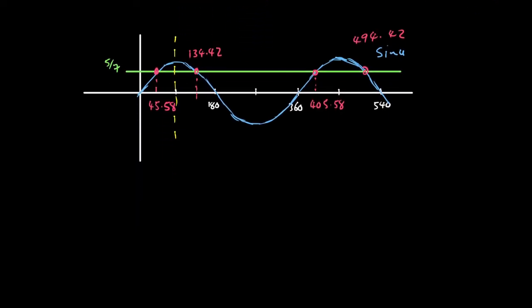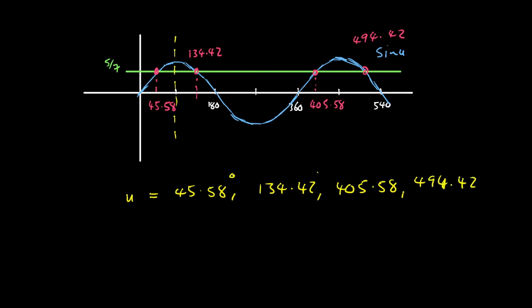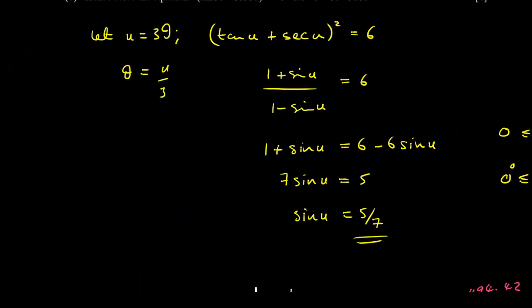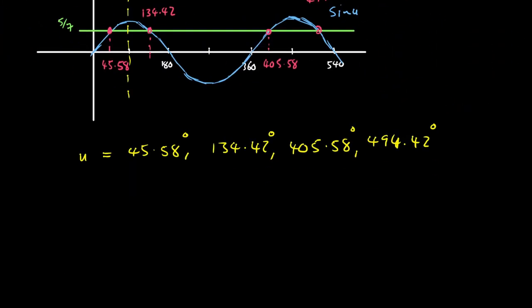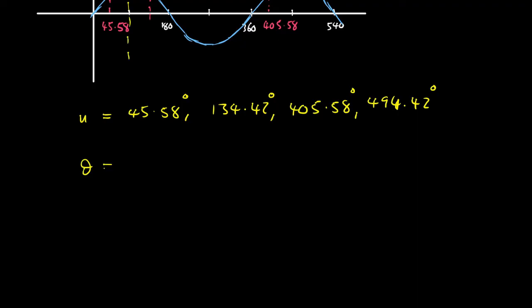Now, of course, those are the solutions for u, right? So we've got our solutions for u. U is equal to 45.58 and 134.42 and 405.58 and 494.42, all in degrees. And we want solutions for theta. Well, how do we get to theta? Theta is equal to 1/3 of u. So we've just got to divide each of these through by 3. So 45.58 divided by 3 is 15.19, so I'll write it as 15.2 because I think it's to 1 decimal place.